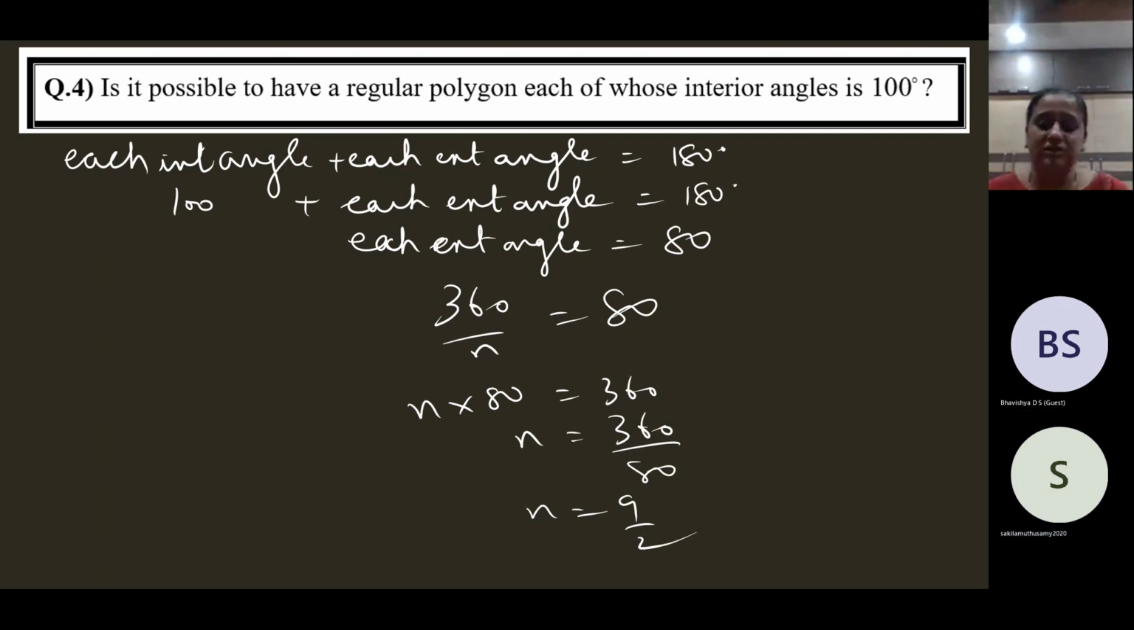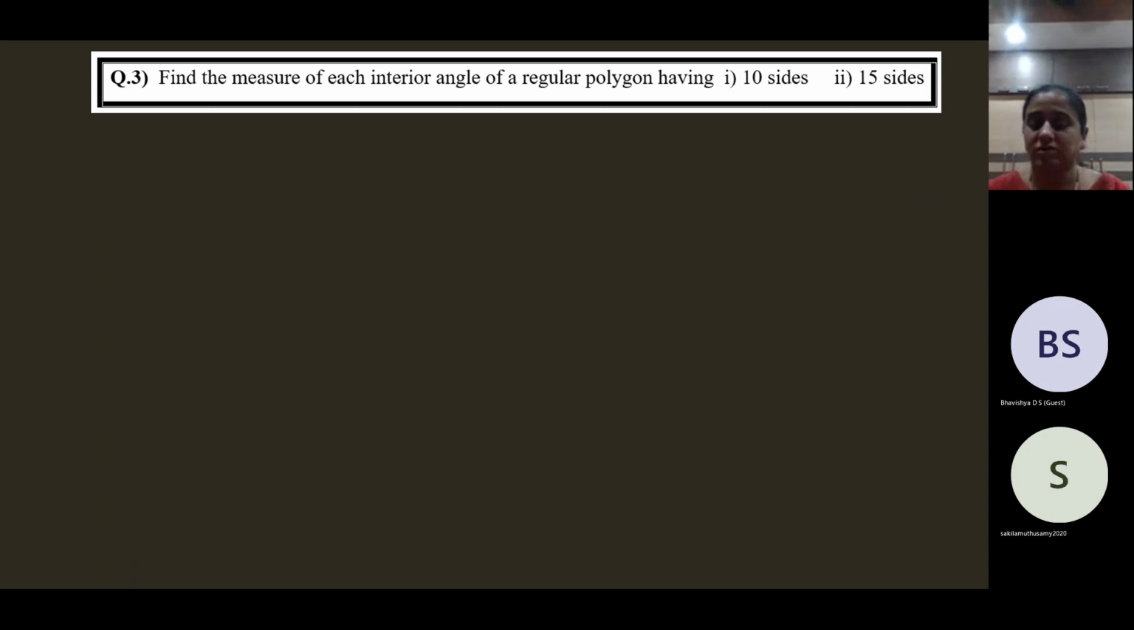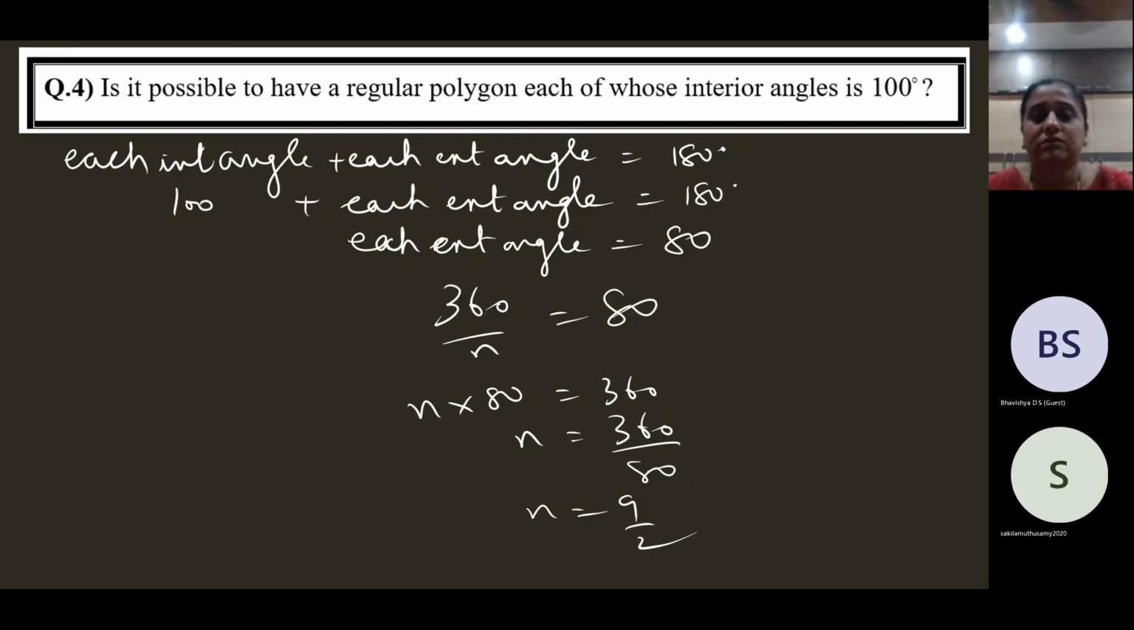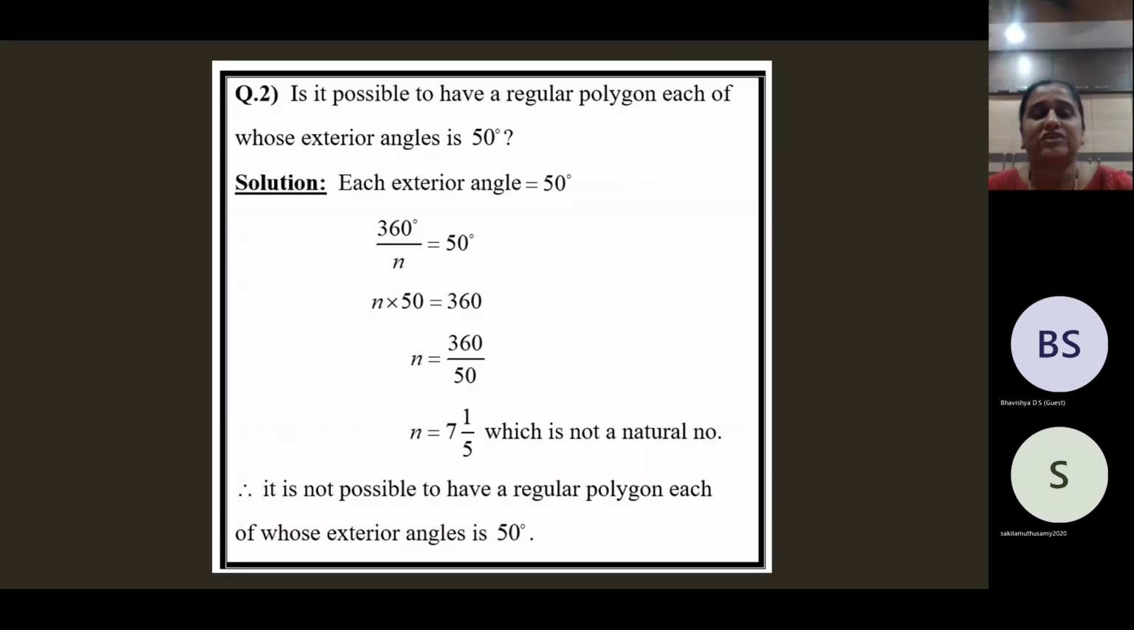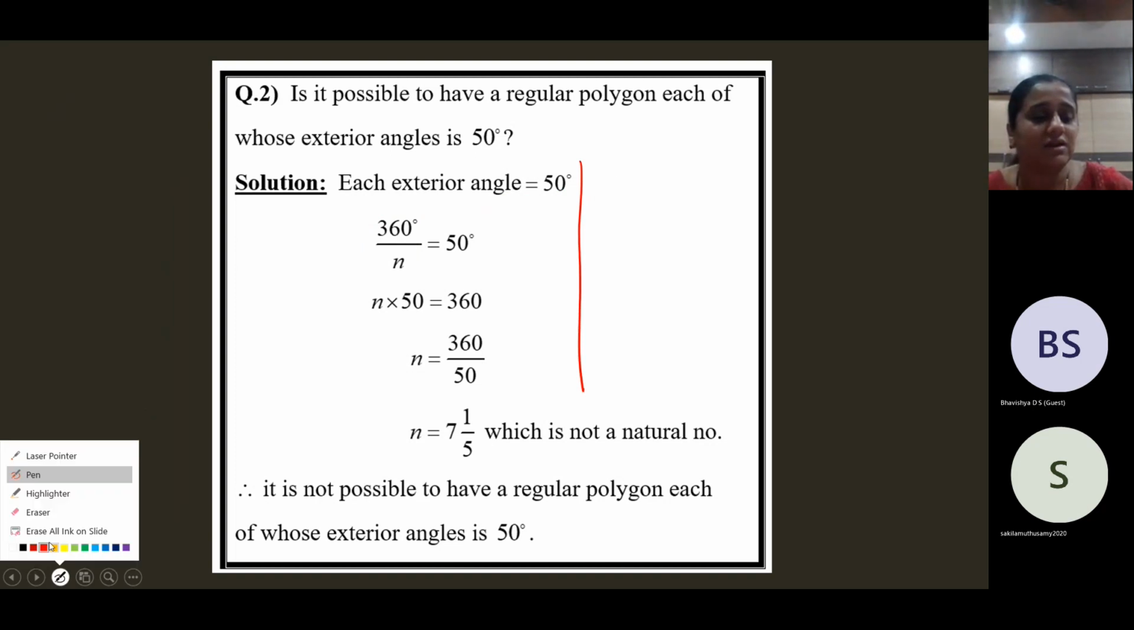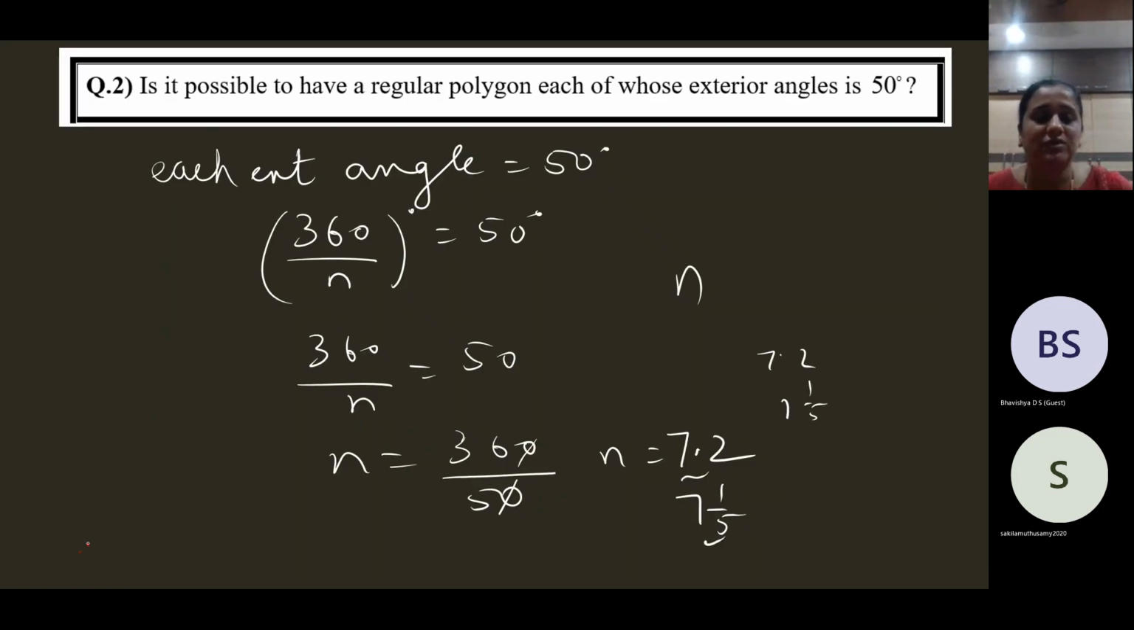Okay. So the question is, I put these questions next to one another. Here we had to find if it is possible to have a regular polygon, each of whose exterior angles is 50 degrees. So what should you write? You should just write what is given. Each exterior angle is equal to 50 degrees. And then the exterior angle formula, 360 by n is equal to 50. Here also you can use the interior angle formula. Tell me, just to make me happy that you've understood.